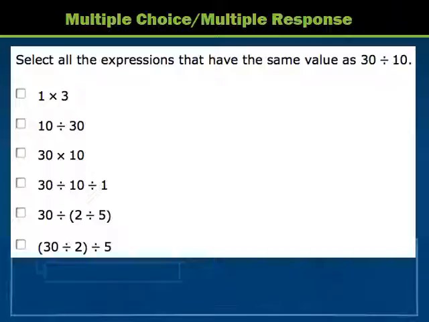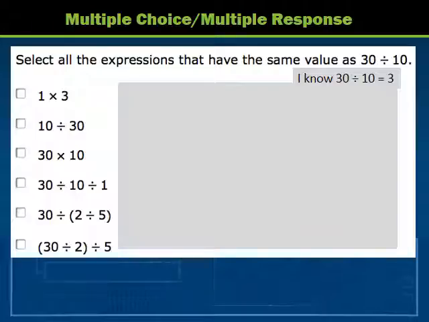Here's an example of a student using active thinking to process the answer choices to a multi-select item. Select all the expressions that have the same value as 30 divided by 10. I know 30 divided by 10 is 3. So 1 times 3, that is 3. That must be correct.